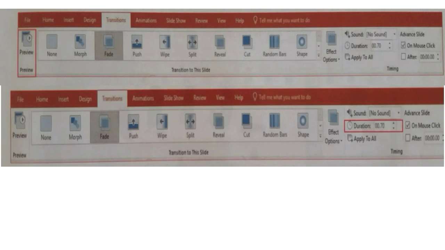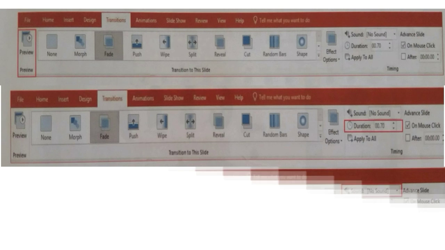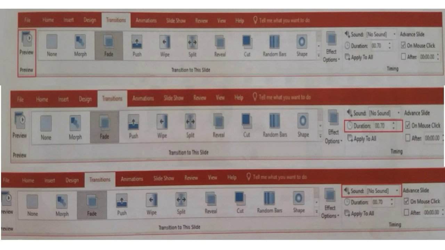You can also preview the transition by selecting Preview. To increase or decrease the duration of the transition, modify the transition time. To add sound to the slides, select the slide to which sound is to be added. Select the type of sound from the drop-down menu.